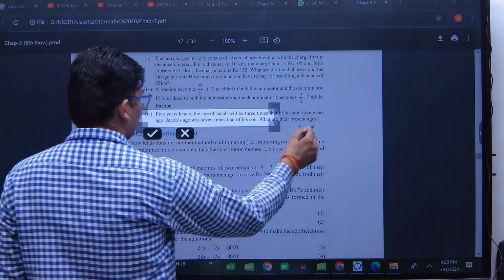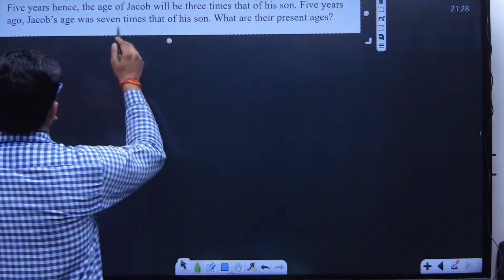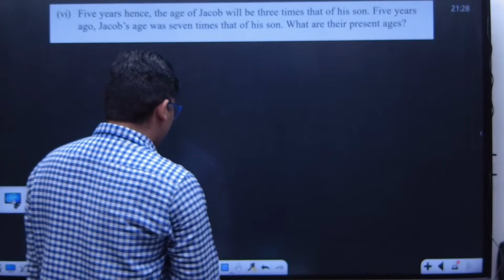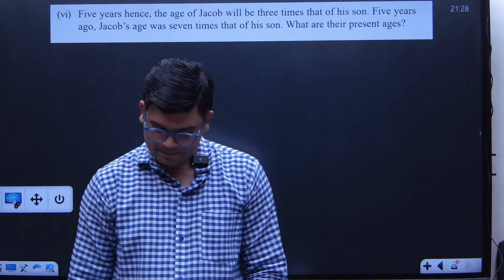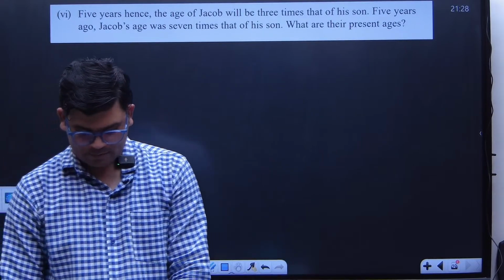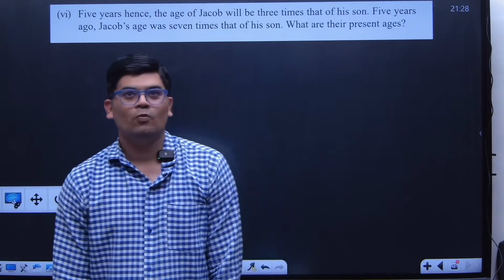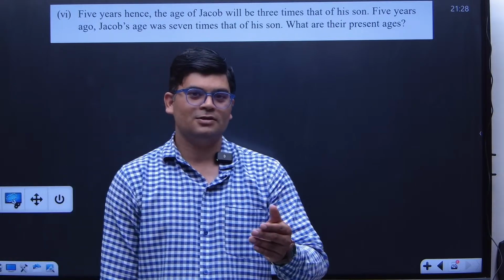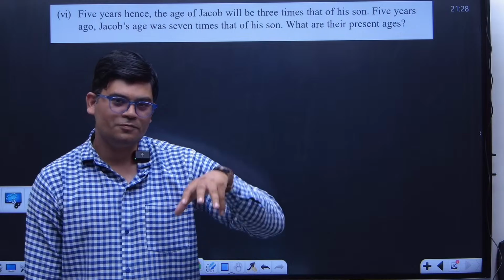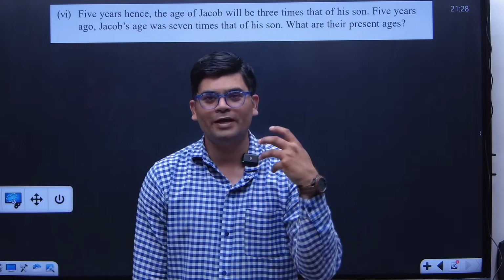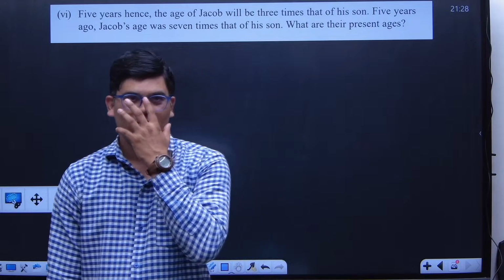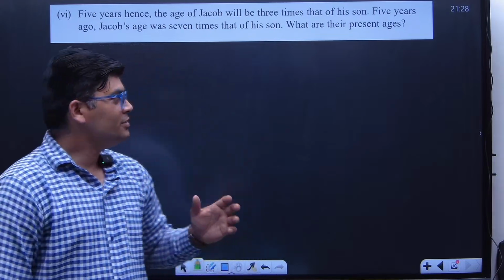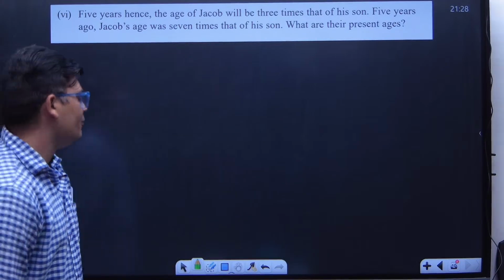So the question involves the age. So 5 years hence, what does it mean by 5 years hence? Suppose we are in 2024, so 5 years hence means we are talking about 2029. Yes. And Jacob will be 3 times that of his son.